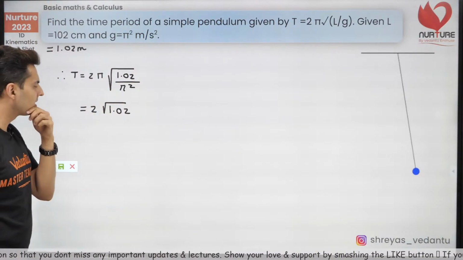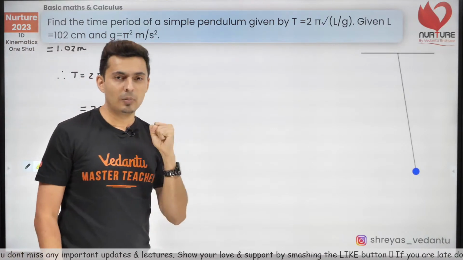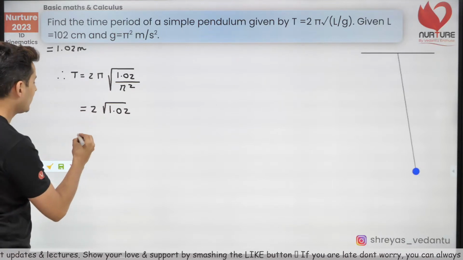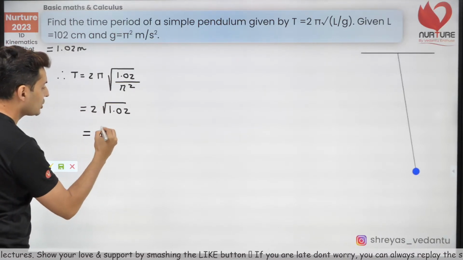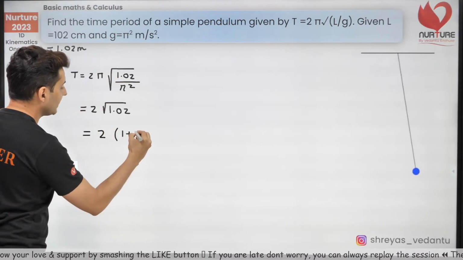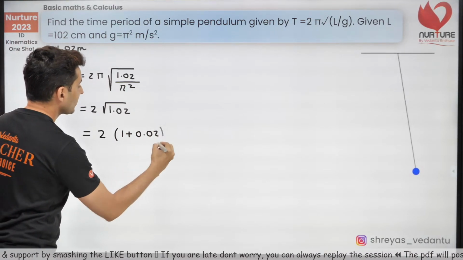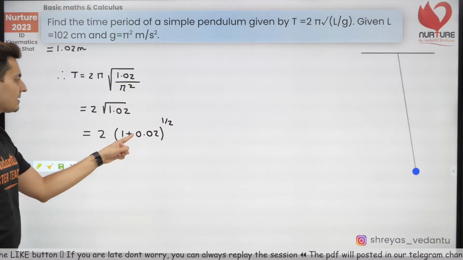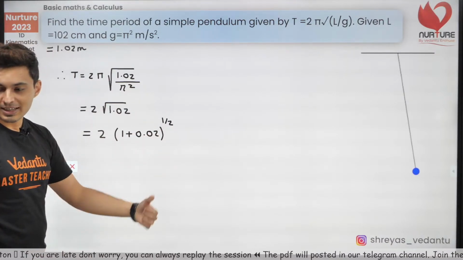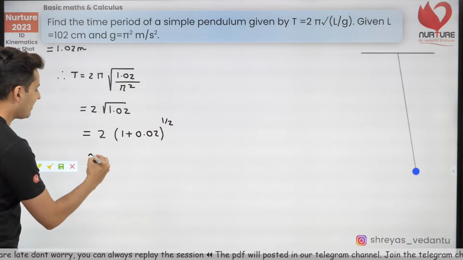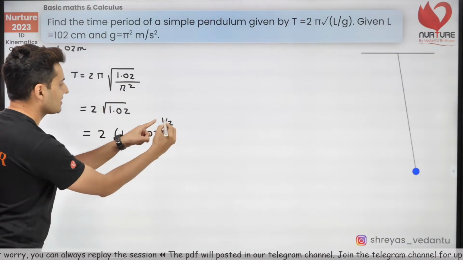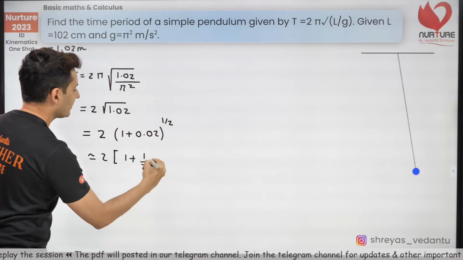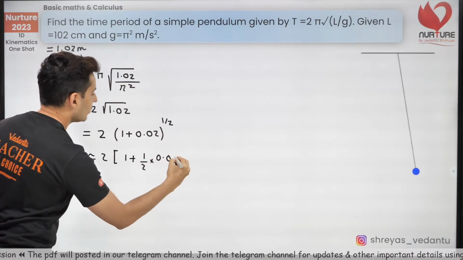Now the moment you see this, try to think about binomial some way or the other. How can you think about binomial? Look at this. This is 2 into 1 plus 0.02, whole root. Root is nothing but power of half. So 1 plus 0.02 whole raised to half. Everybody getting it? So now I can write this using 1 plus x whole raised to n is 1 plus n, which is half, into x, which is 0.02.